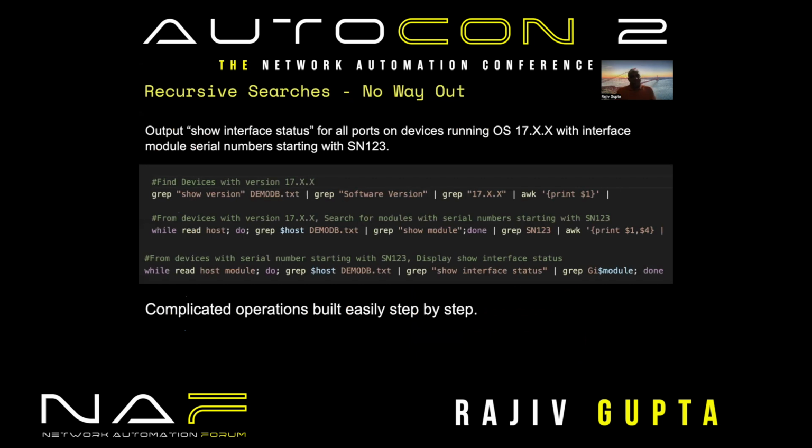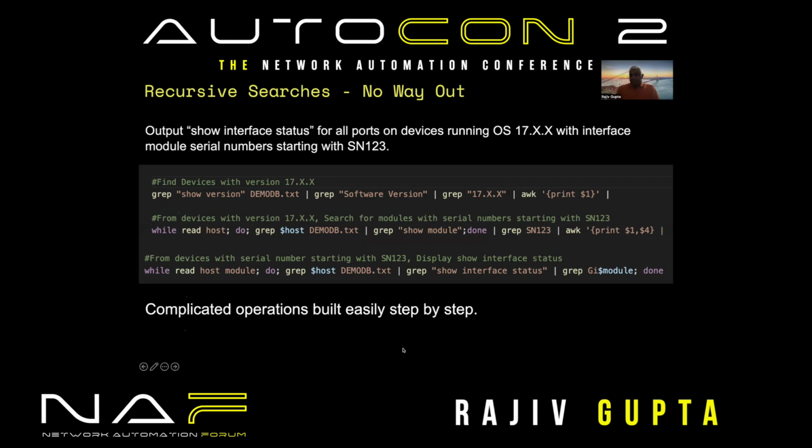this is going to be a very complicated example, but again, I don't want people to focus on the example. I'm just trying to show you what's possible. So in this case, we're going to look at a show interface status on specific network devices running a specific OS, in this case, OS 17XX, and only show me the show interface number, a show interface for modules with a specific serial number.